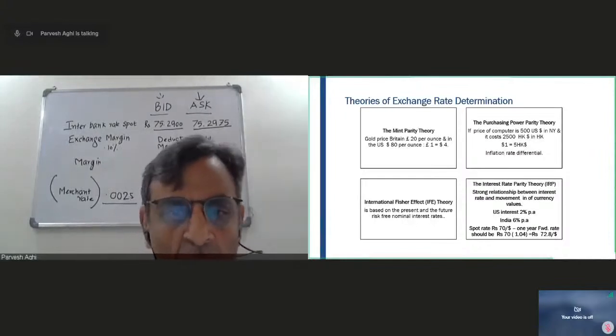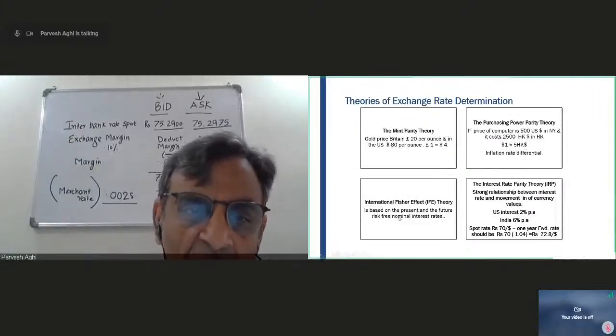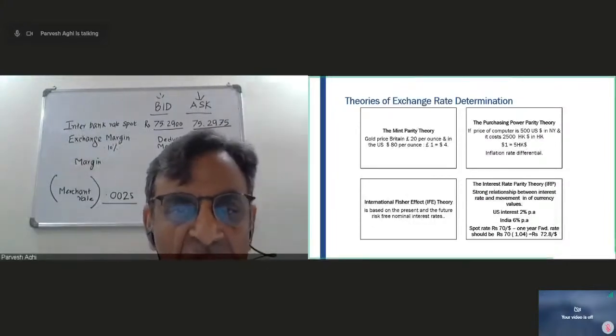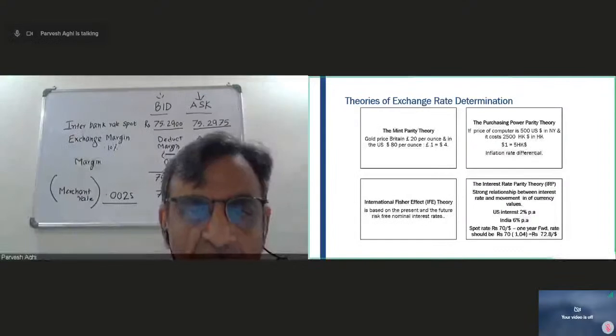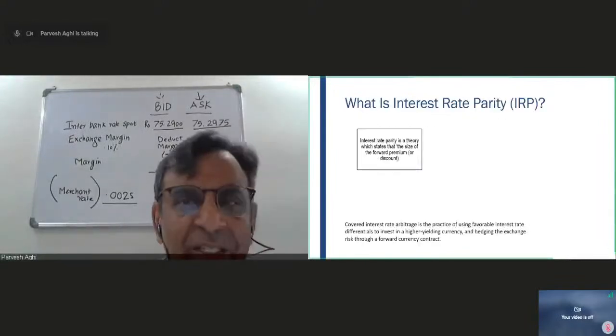Okay. Now, the international Fisher effect theory also says the same, but it says that the future interest rates decide the exchange rates, not the current rates. Okay. So you can read more about this, but it is talking about the same thing in a different fashion. Okay. So, just two more slides and we'll be doing a question.